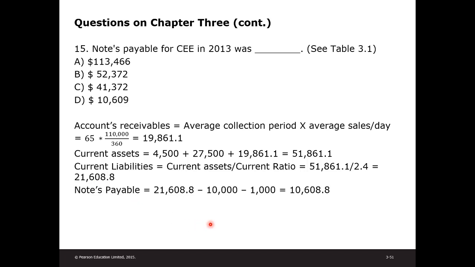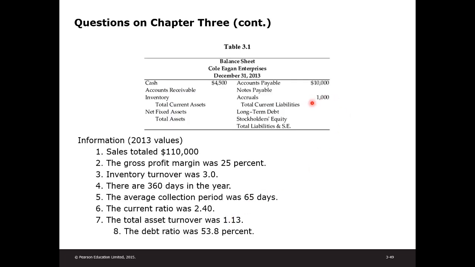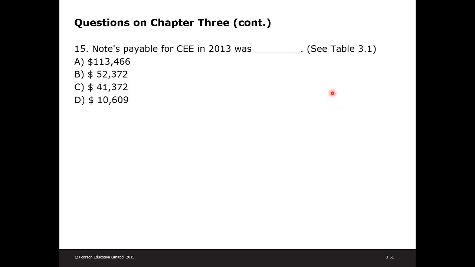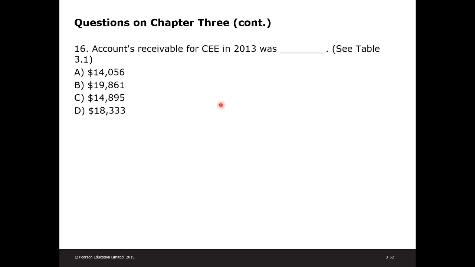Now we can calculate the notes payable by subtracting the accruals and the accounts payable that we are given here. We can subtract them from the total current liabilities in order to get the notes payable. Just like here, 21,608 minus 10,000 minus 1,000 will give us 10,608, which is the answer here, will be D.